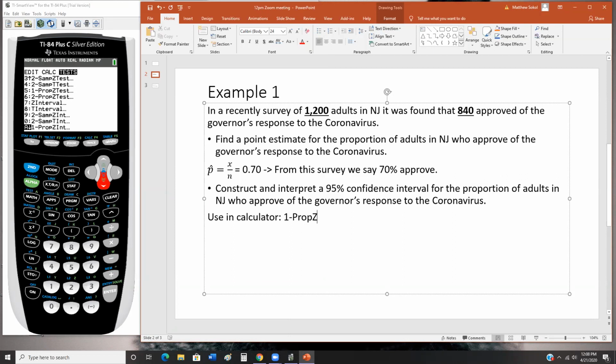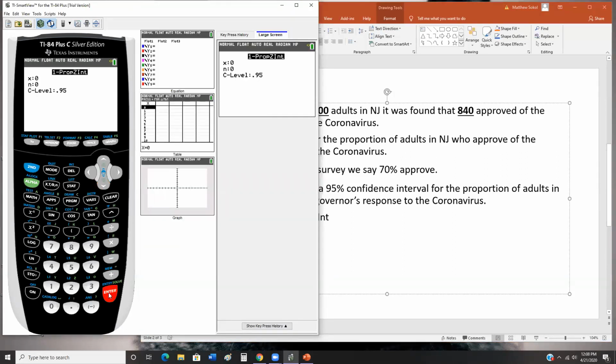1-Prop Z Int. Always, always, always for these proportions. Okay, you're always going to use that. So under 1-Prop Z Int, I'm just going to hit enter. And the good news is this is incredibly easy to use with your graphing calculator.